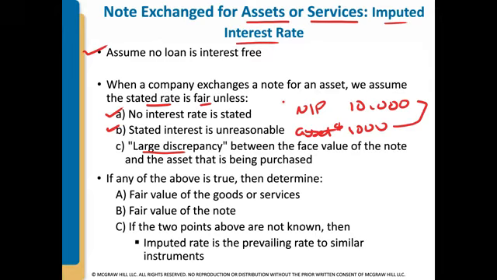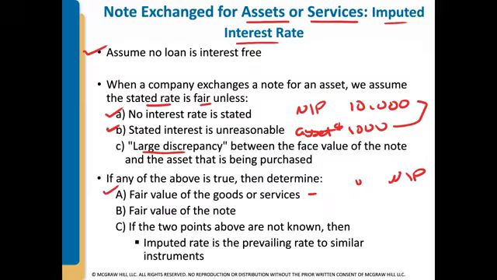So if A, B, or C are true above, then what do we need to do in order to determine what the interest rate is? Well, we can look at the fair value of the goods or services. So if I purchased an asset from you for $1,000, and we say the note's going to be $11,000, we'll have notes payable for 11, and not 11, 1,100. Sorry, adding zeros here.